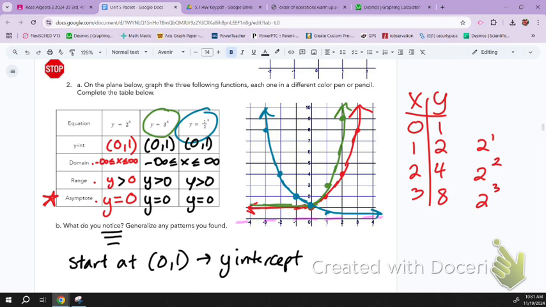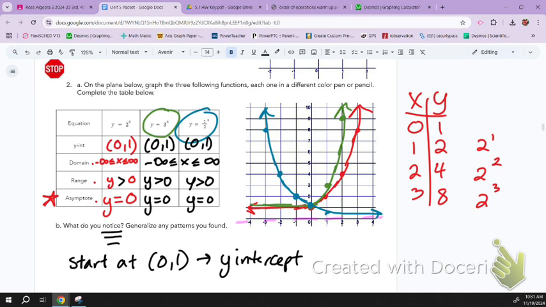Anything else that you noticed from our graphs? Domain's the same. Range is the same. This new funny word, asymptote, they all are not going to be below y equals 0. They're all positive. An asymptote is just telling us a line that'll never go across. So none of these are going to be negative. They'll never go below y equals 0.